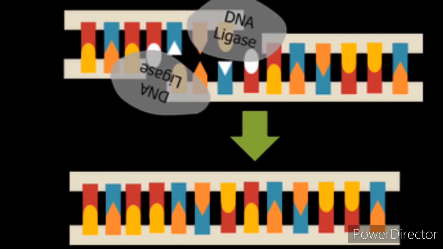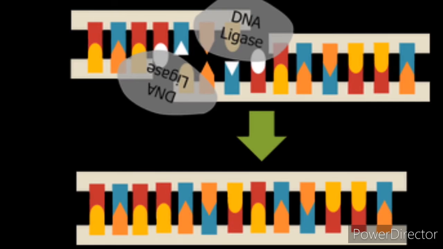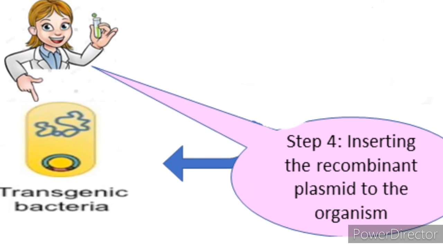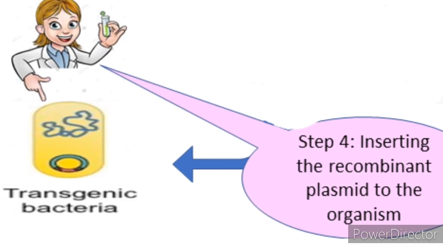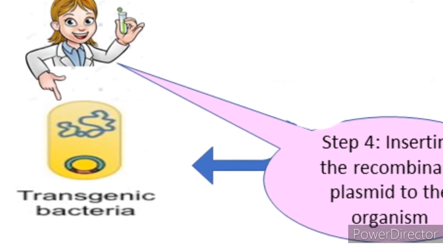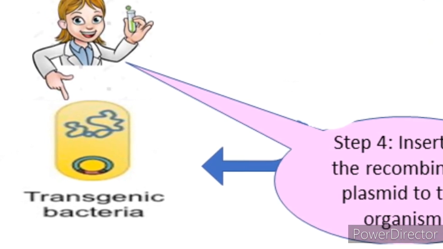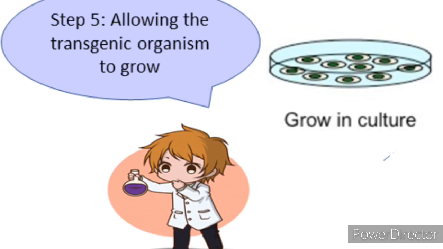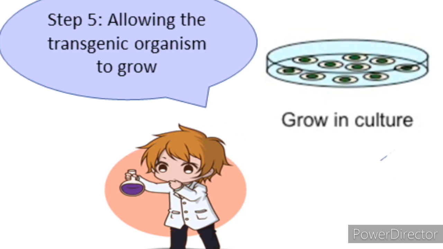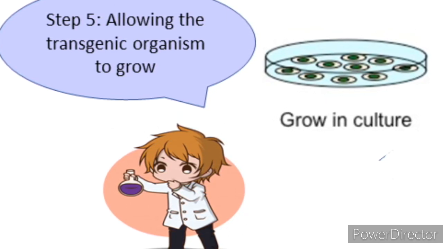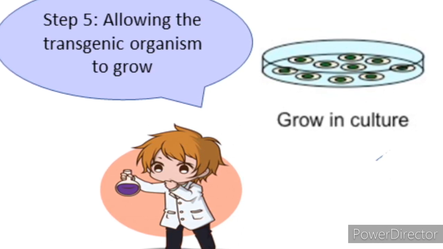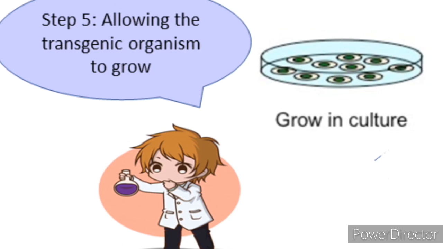So now we're ready for the 4th step, which is inserting the recombinant plasmid into the organism. Once we're able to insert the recombinant plasmid, it is now called a transgenic bacteria. The next step is to allow the transgenic organism to grow in a culture, and as the bacteria grow rapidly, they also produce the protein of interest, which is insulin.